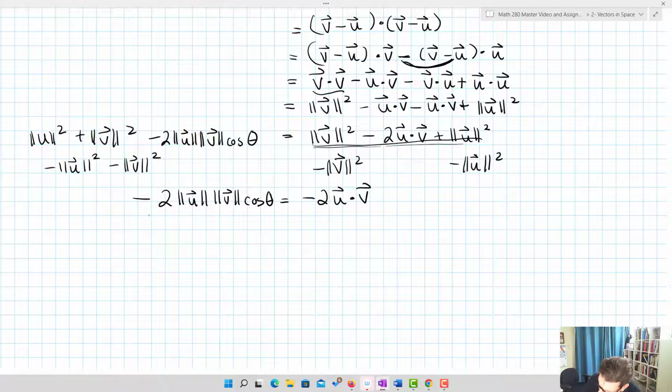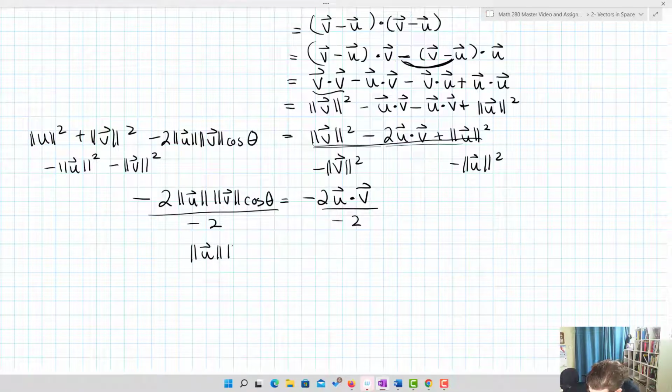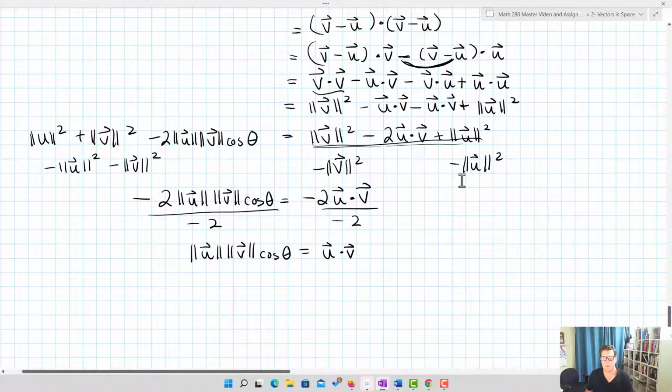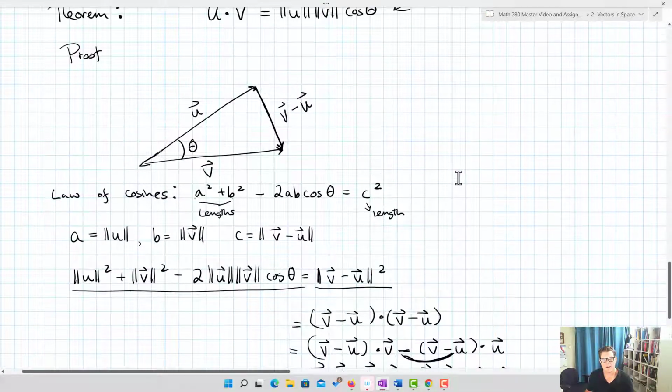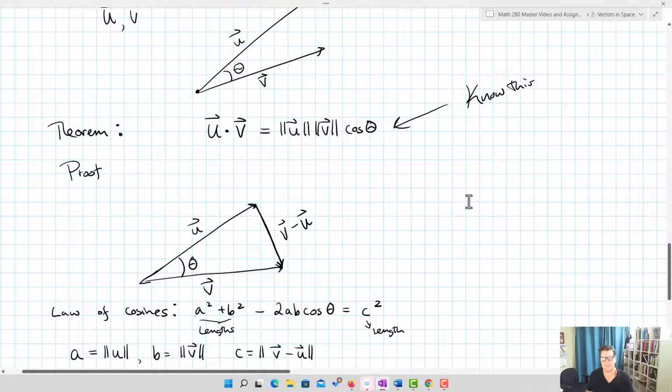Next up, we're going to divide out the negative 2's. And what we're left with is the magnitude of u, magnitude of v, cosine theta equals u dotted with v. And those two things are now equivalent. They're the same. And that is in fact exactly what we wanted to prove. See that? That's what we wanted to prove.